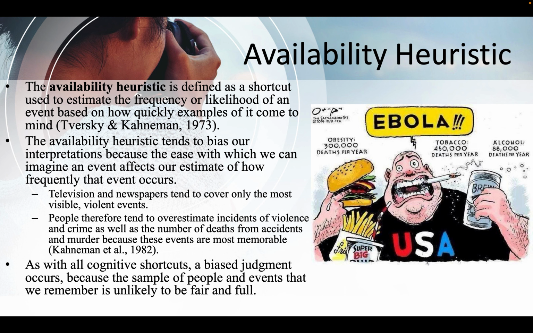Television and newspapers tend to cover only the most visible violent events. People therefore tend to overestimate incidents of violence and crime, as well as the number of deaths from accidents and murder, because these events are most memorable. As with all cognitive shortcuts, a biased judgment occurs because the sample of people and events that we remember is unlikely to be fair and full.